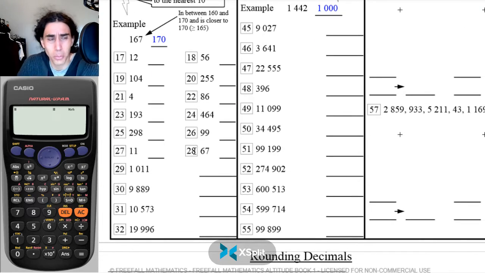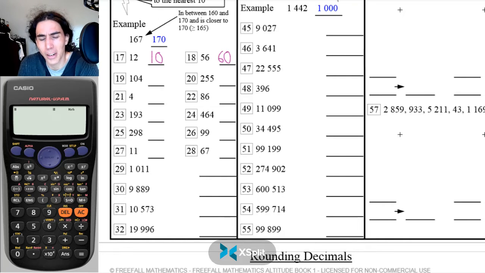Now this is much more common. Rounding to the nearest 5, very, very rare. It was just a warm-up. So nearest 10: 12, close to 10. 56, it's between 50 and 60, but it's closer to 60. 104, between 100 and 110, closer to 100.